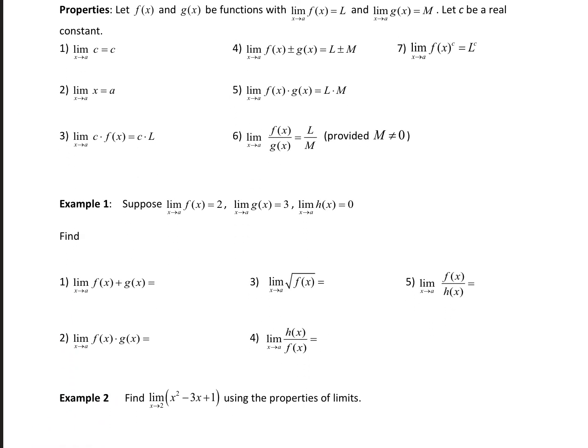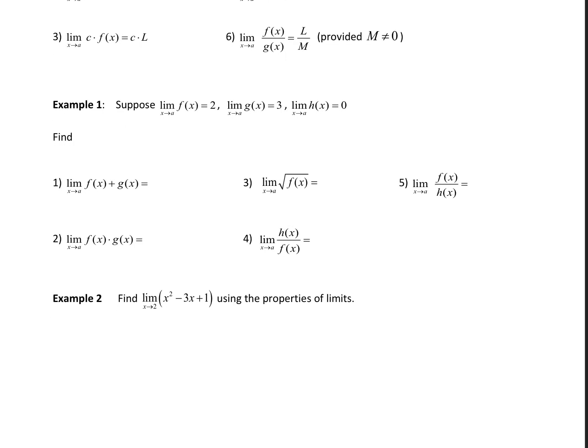Okay, let's look at example number 1. We have function f of x. The limit of that is 2 as x approaches a, and g of x limit is 3. And then h limit is 0. Let's look at number 1, limit of f plus g. So I'm adding two functions. What's the limit of the new function where you added two functions?